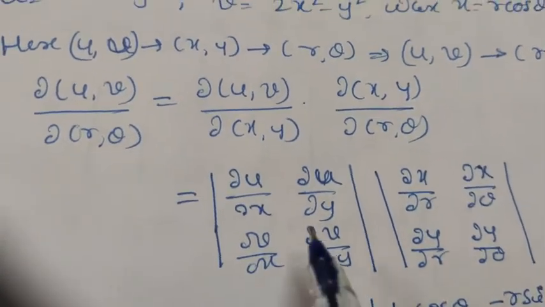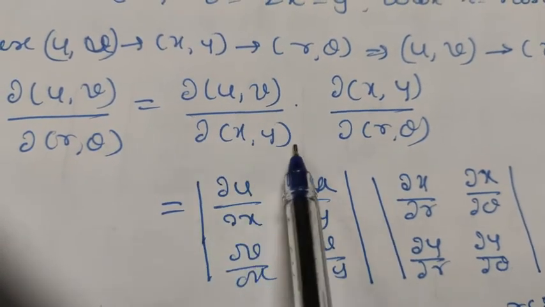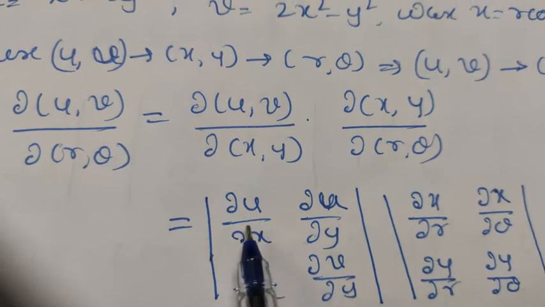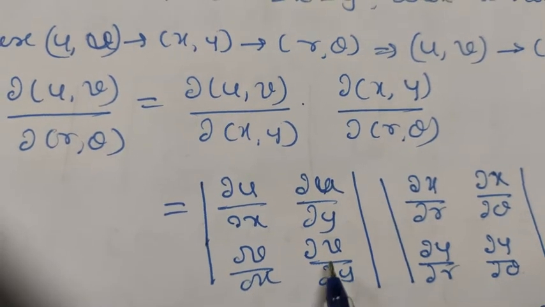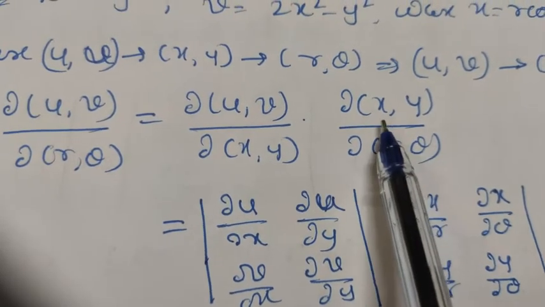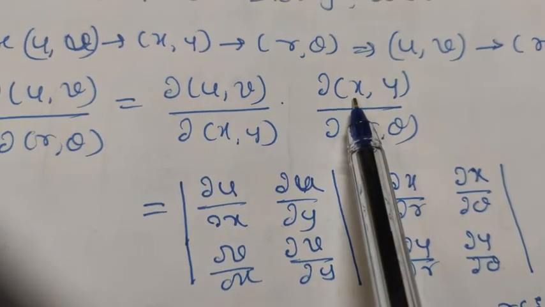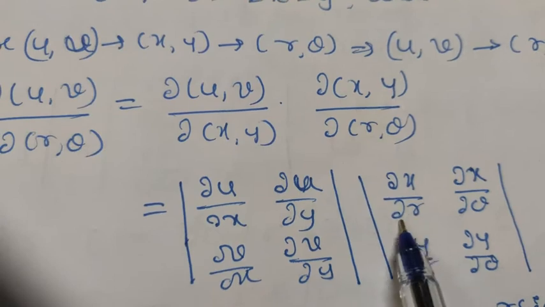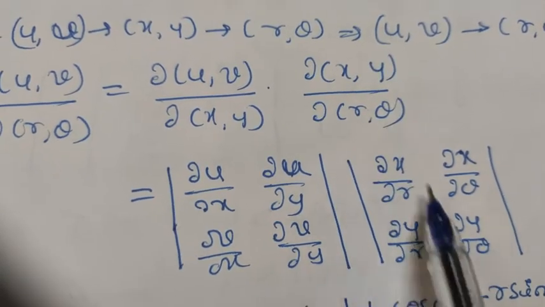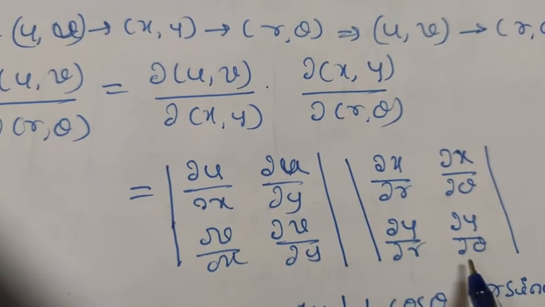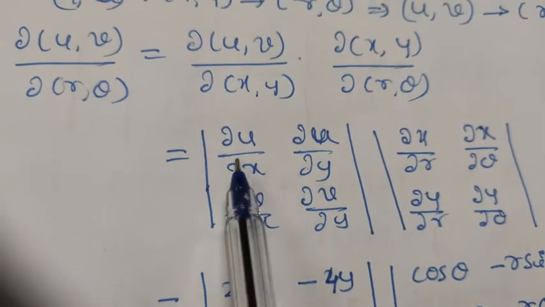From the definition of Jacobians, ∂(u,v)/∂(x,y) is equal to the determinant with first row ∂u/∂x, ∂u/∂y, and second row ∂v/∂x, ∂v/∂y, into ∂(x,y)/∂(r,theta), which is the determinant with first row ∂x/∂r, ∂x/∂theta, and second row ∂y/∂r, ∂y/∂theta. So let us substitute the values.